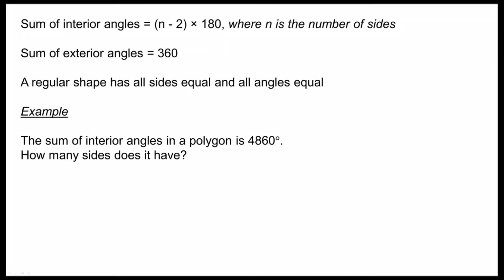In today's lesson, we're going to look at reversing the rules of angles in polygons to help us find how many sides our shape has. There are three different variations of this. I'm going to go through an example of each of them now.